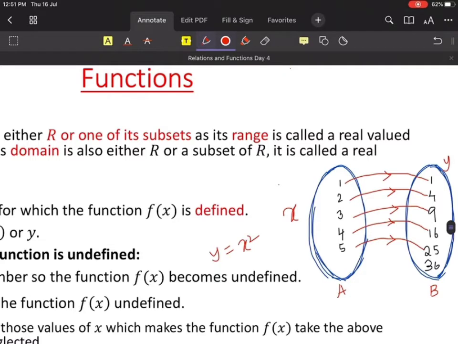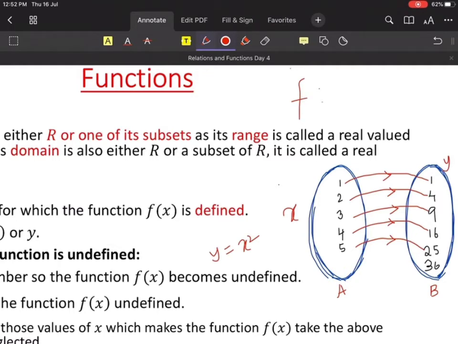Can I write y is equal to x square? Yes or no? Yes, sir. Very good. Now can anybody define this function? How to define a function? I already told you how to define a function.